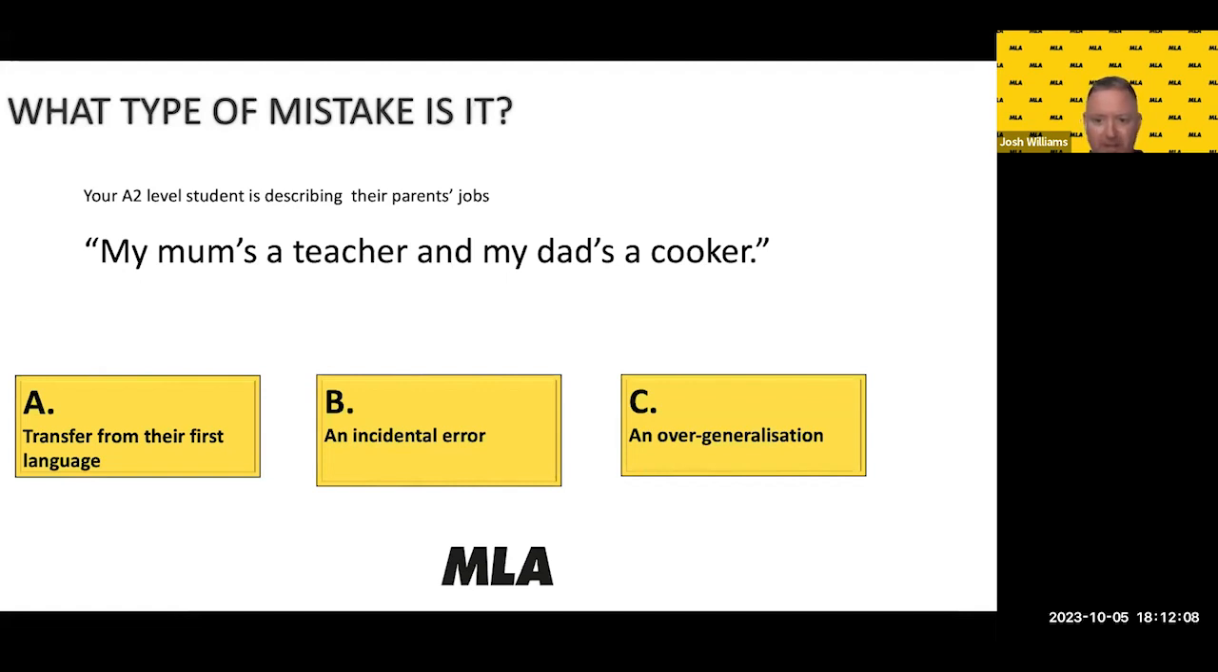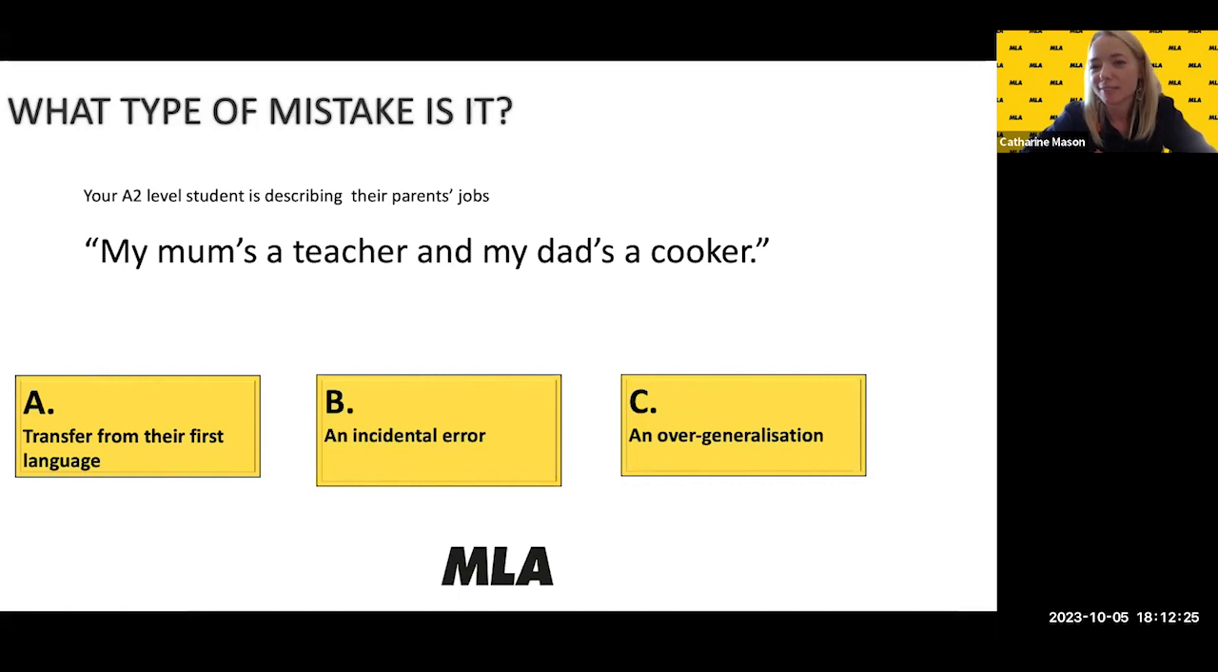Got a bit of a mix here. People split between A and C. Here, I would say it's an overgeneralization, especially at this level where they've learned this -er.